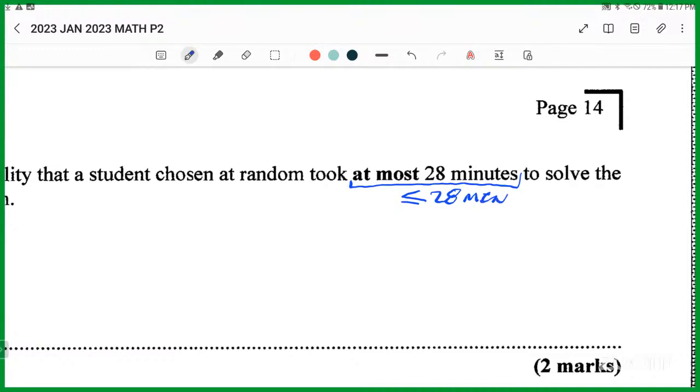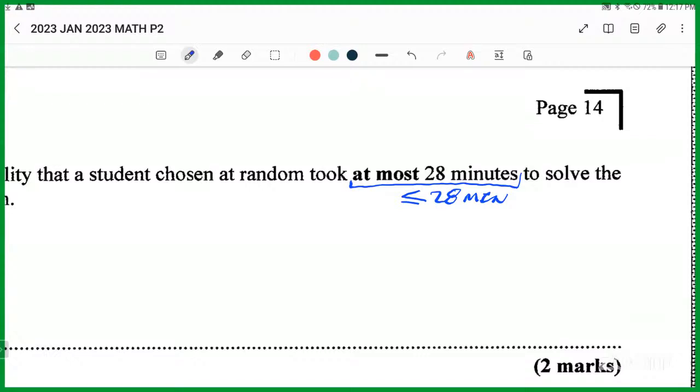So we'll find out how many students took less than or equal to 28 minutes, and divide that by the 200 students to get the probability. The graph will show you how many students took less than or equal to 28 minutes. To find 28 on the graph, read it up and see how many students that shows you.